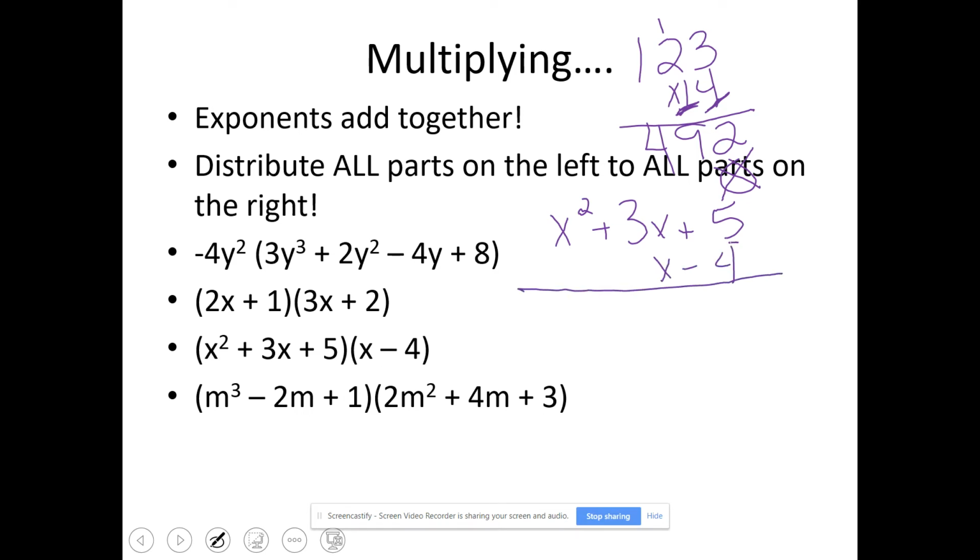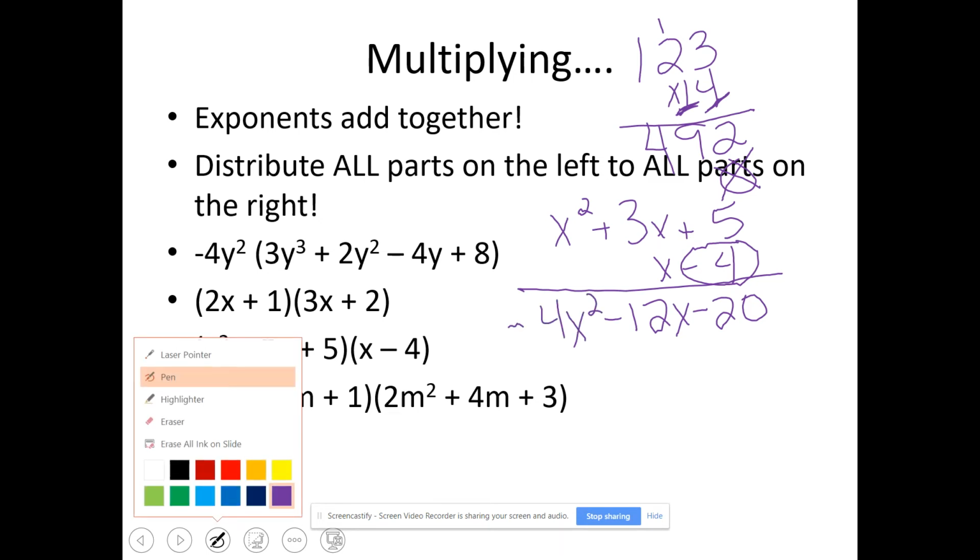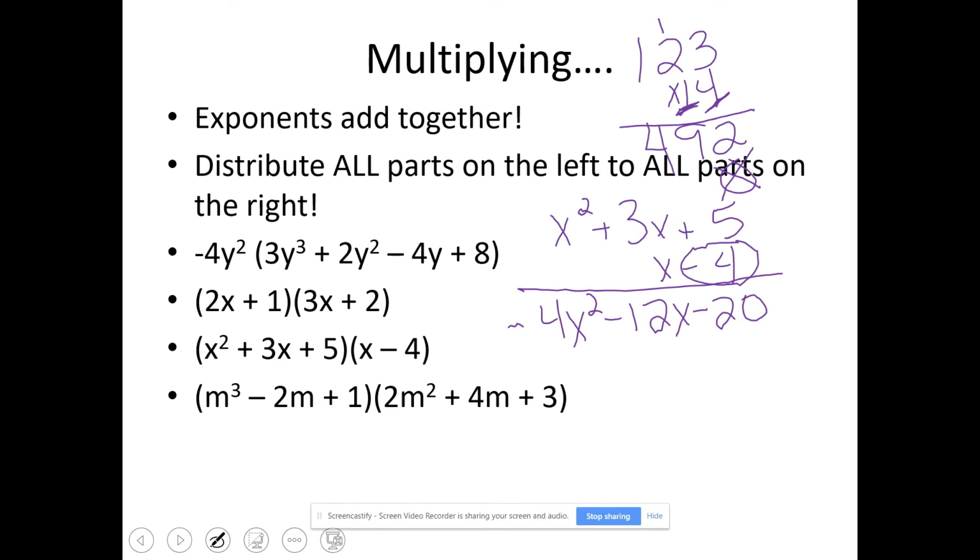So I'm going to start by multiplying negative 4. Negative 4 times 5 is negative 20. Negative 4 times 3x is negative 12x. And negative 4 times x squared is negative 4x squared. I'm going to change colors, and I encourage you to use colors as well. That helps you keep track of your steps.